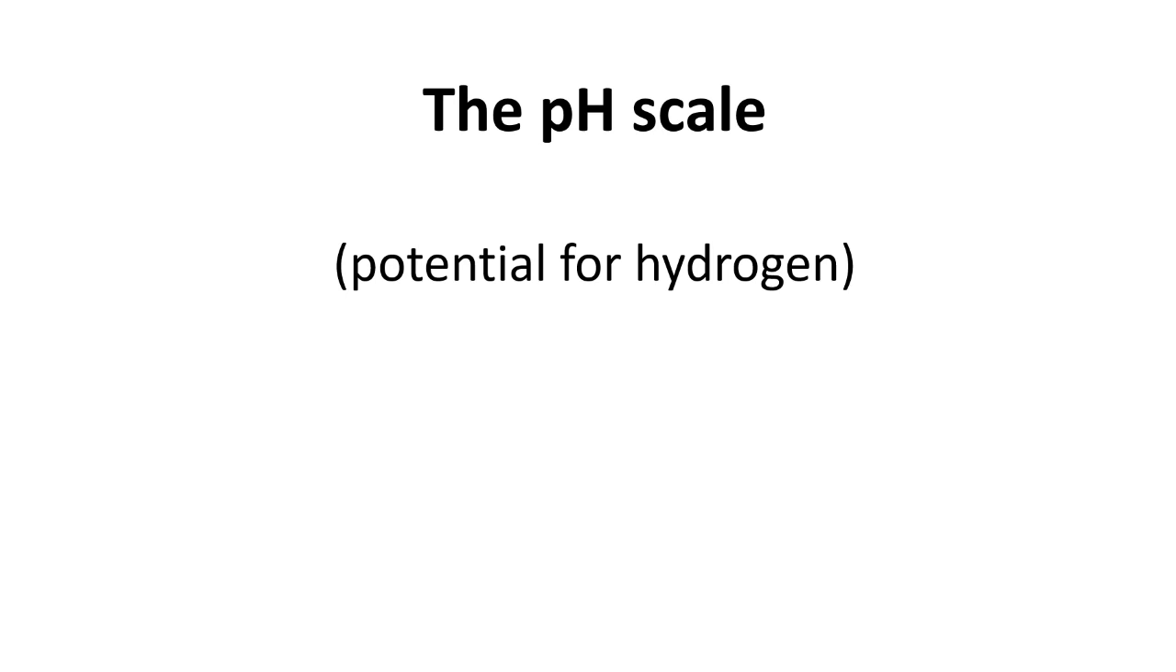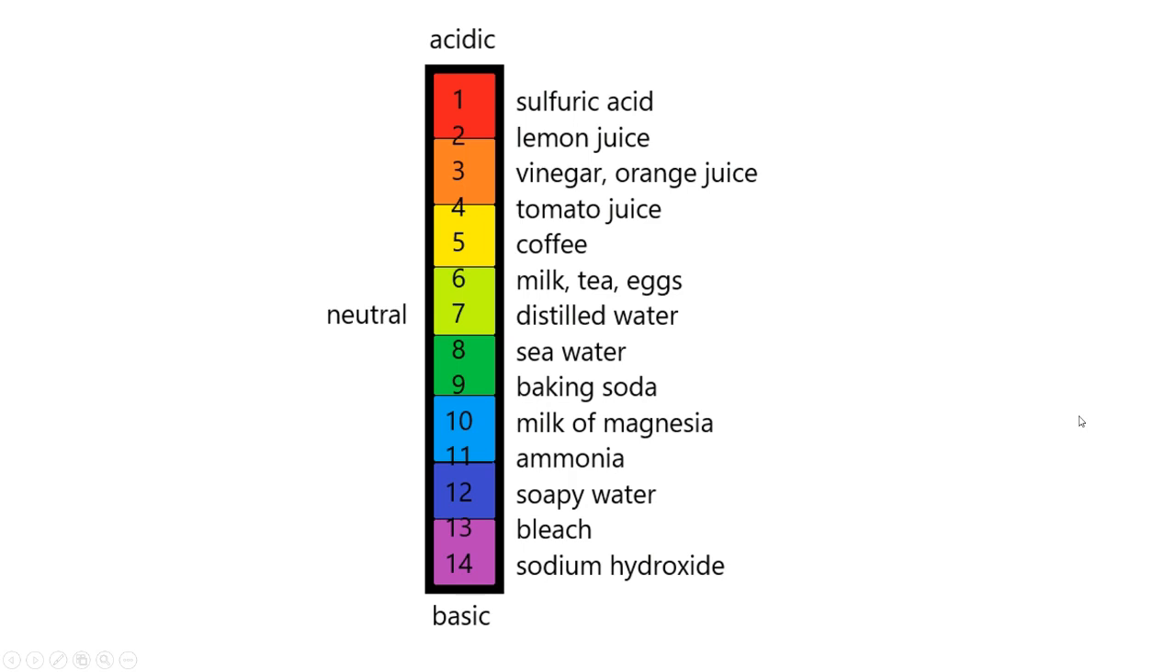And I want to talk about the pH scale today. pH stands for potential for hydrogen, and it's basically a scale of things that are very acidic and very basic. Maybe a very strong acid on the top here in red, and a very strong base down here in blue and purple. So an example of something that's very, very acidic with a rating of 1 is sulfuric acid. And lemon juice, that's considered a pretty strong acid with a pH level of 2. And then vinegar and orange juice have a level of 3, and so on.